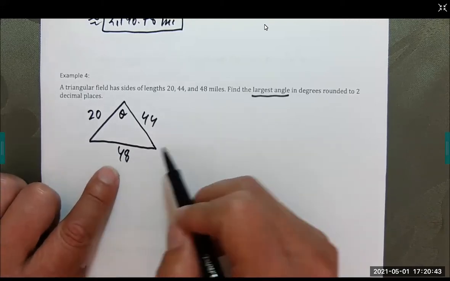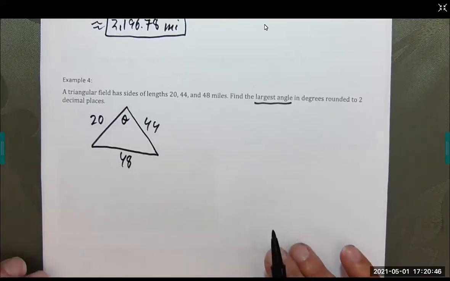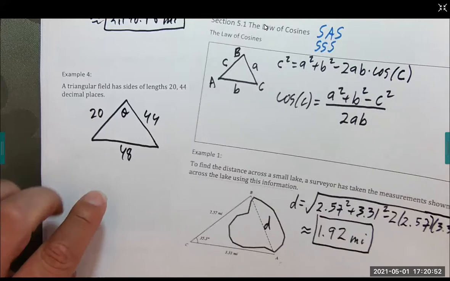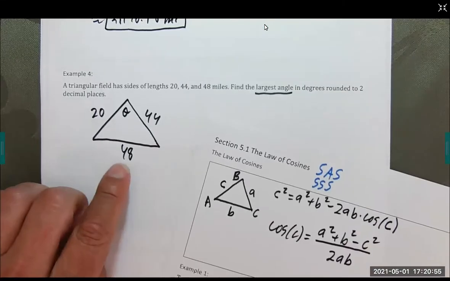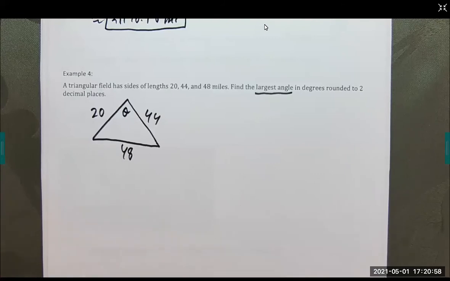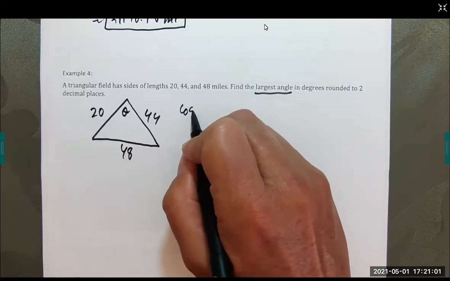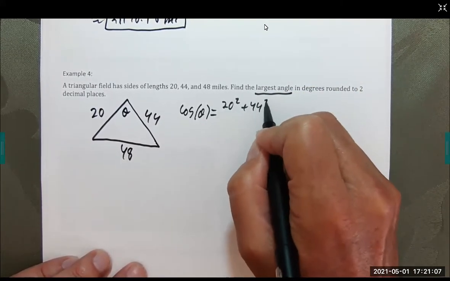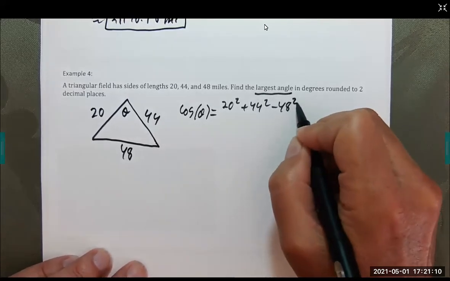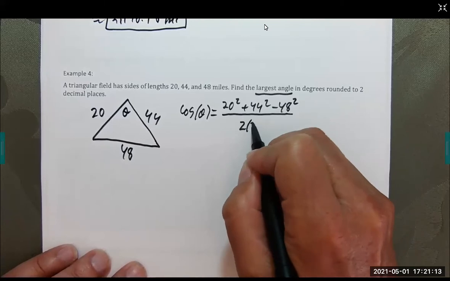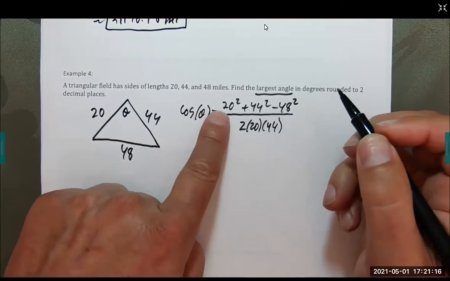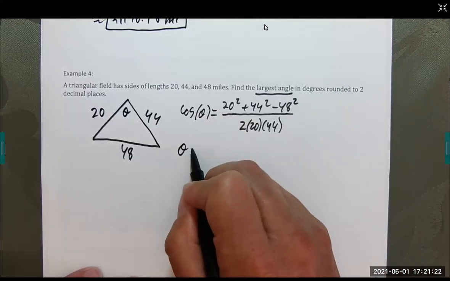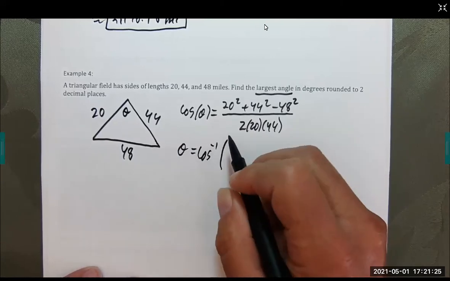So this is going to be the minus c squared in the formula. Once again, the side opposite the angle you're looking for is always that minus part. So that's going to be the 48 in this case. So here we go. Cosine of theta is 20 squared plus 44 squared minus 48, there's my minus, squared, over 2 times 20 times 44. By the way, the 20 and the 44, the order does not matter. So theta is going to be inverse cosine of all of that.